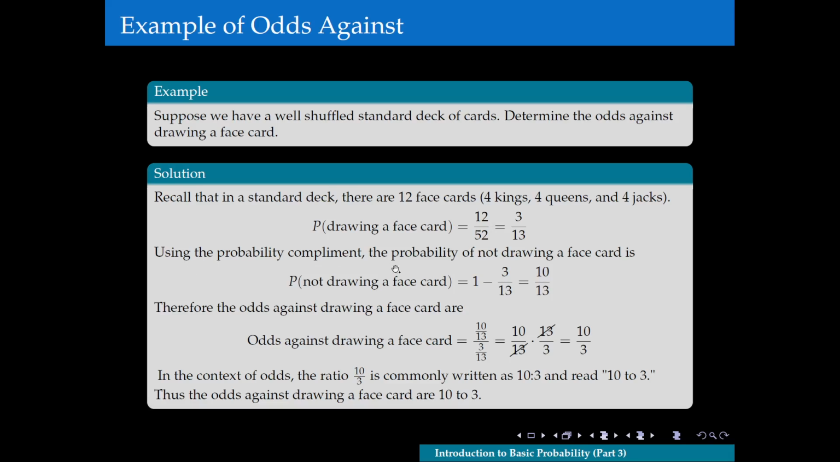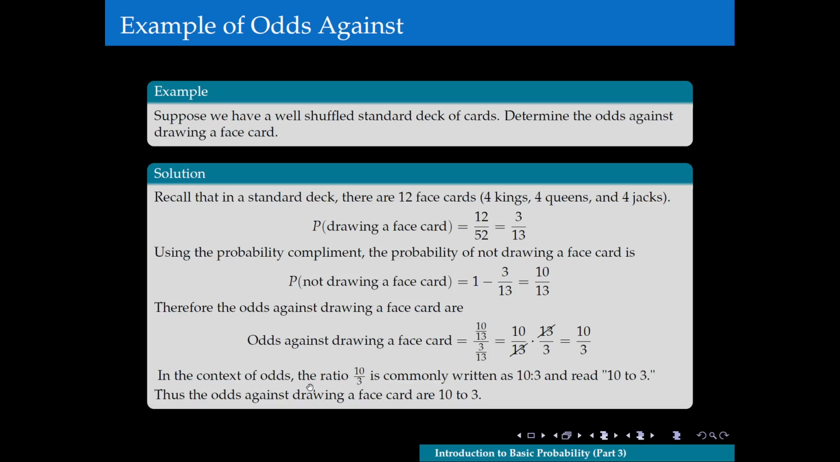Now, using the probability complement, the probability of not drawing a face card is 1 minus the probability of drawing a face card, which is 3 over 13. And that simplifies to 10 over 13. Therefore, by using the previously mentioned formula, the odds against drawing a face card is the probability of not drawing a face card, which is 10 over 13, divided by the probability of drawing a face card, 3 over 13. Doing a little bit of arithmetic, the 13s cancel here, and we get 10 over 3.